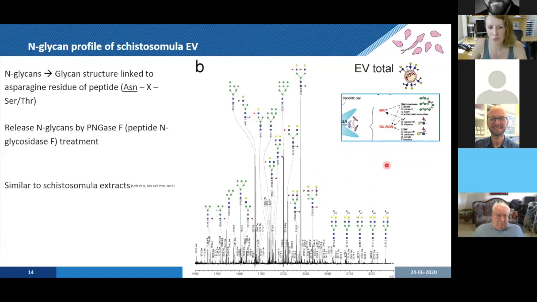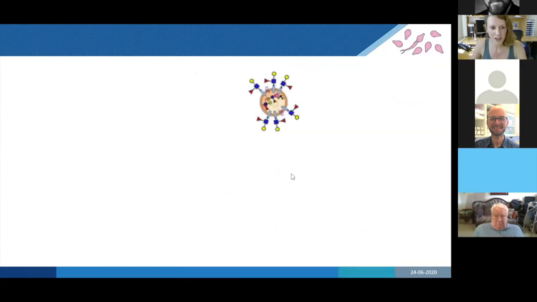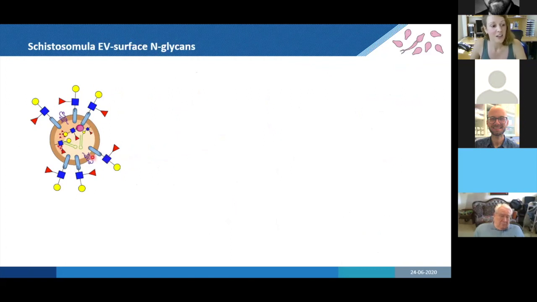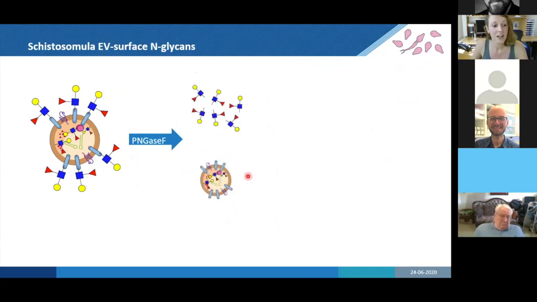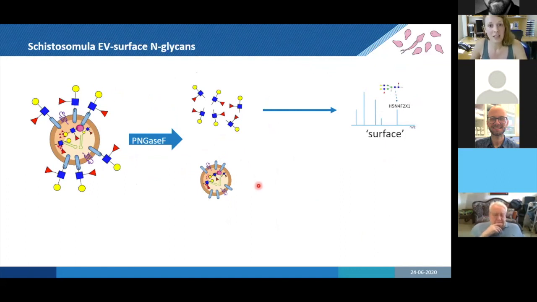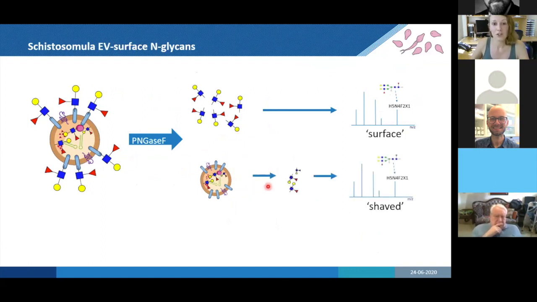So the next question would be, which of these motifs are actually expressed on the surface of the EVs? For that, we treated intact EVs directly with the PNGase F, cleaving off the surface accessible N-glycans, and then repelleted with ultracentrifugation, taking the supernatant as a measurement of the surface N-glycans. Then we took the pellet, destroyed it, and treated it again, and measured that as the shaved fraction, so the glycans that are most likely on the inside of the EVs.